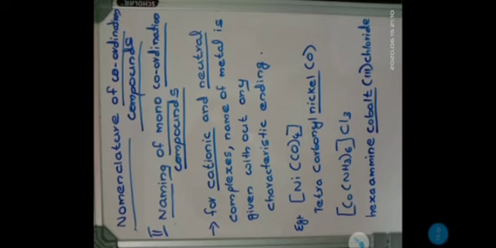For cationic and neutral complexes, name of the metal is given without any characteristic ending. No change will be given. We will just talk about the metal as such. Example, Ni(CO)4. Tetracarbonylnickel(0). Since it is a neutral ligand, the oxidation state of nickel is 0. Next one, [Co(NH3)6]Cl3. Hexaamminecobalt(III) chloride. There is no change for the central metal atom.